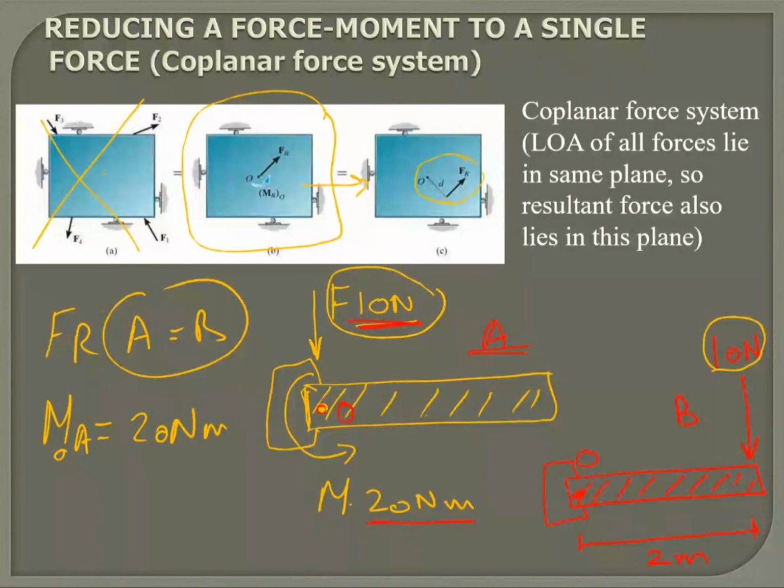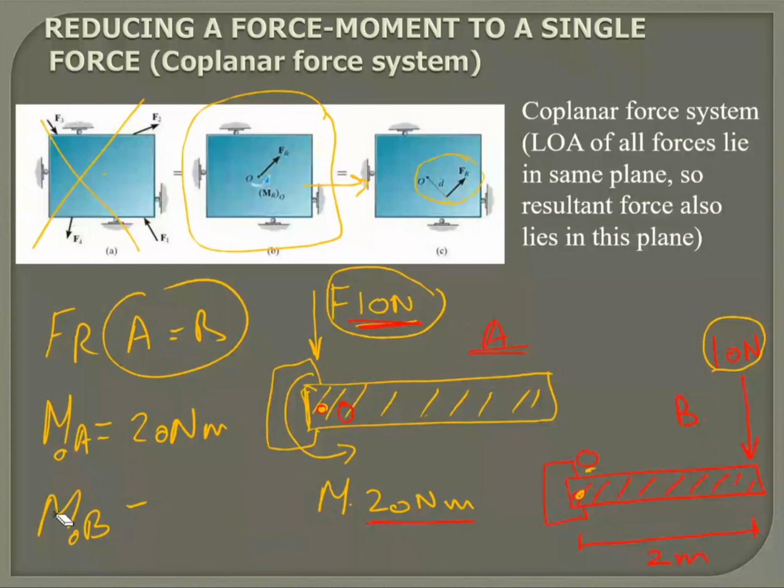Okay, now let's look at scenario B. So I've got the moment at O for B. This is again the O point. So what's the moment in scenario B? 20 Newton meter. Okay, so you're telling me that in scenario A and scenario B, the resultant force is the same and the resultant moment is the same. Am I right? Yes, sir.